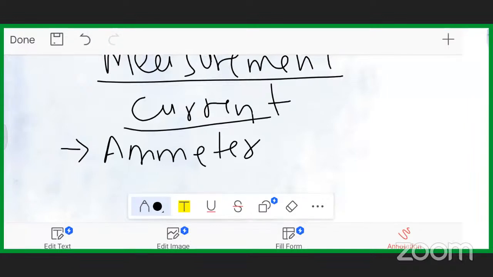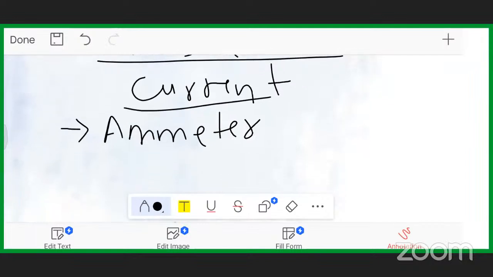Ammeter is the device used for measuring the current in a circuit. And of course, the ammeter is supposed to be connected in series. In series. Very good. Why do we connect ammeter in series?